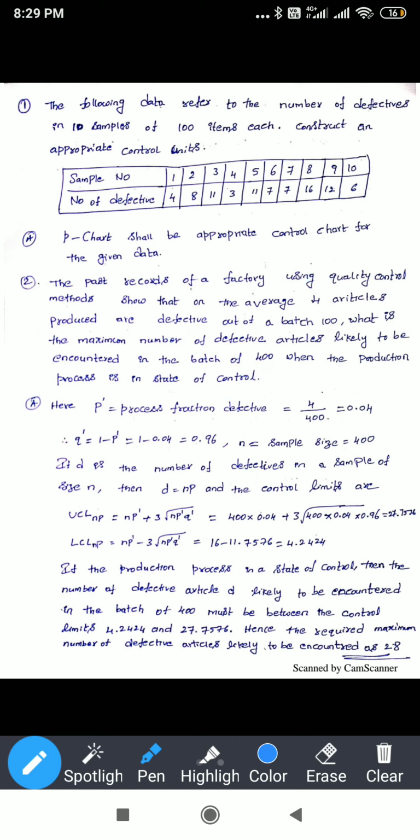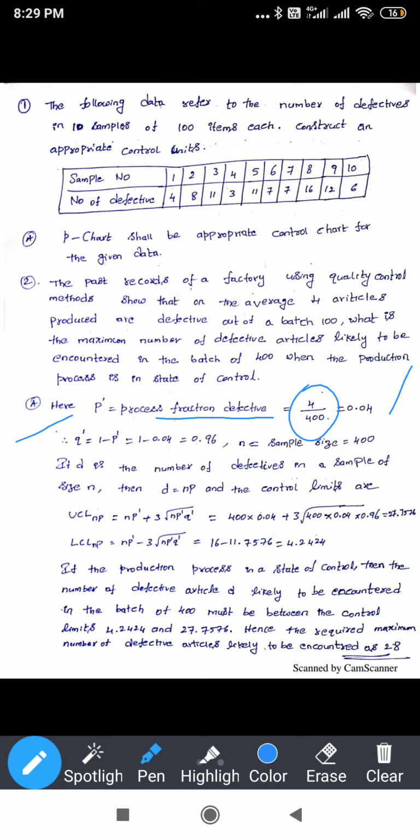For this, see the solution. P bar or P dash, that is the process fraction defective. Directly you have to use this d by n. d means defectives, 4, and n is the sample, 400. So that gives P bar or P dash. So 4 by 400 means 0.04.